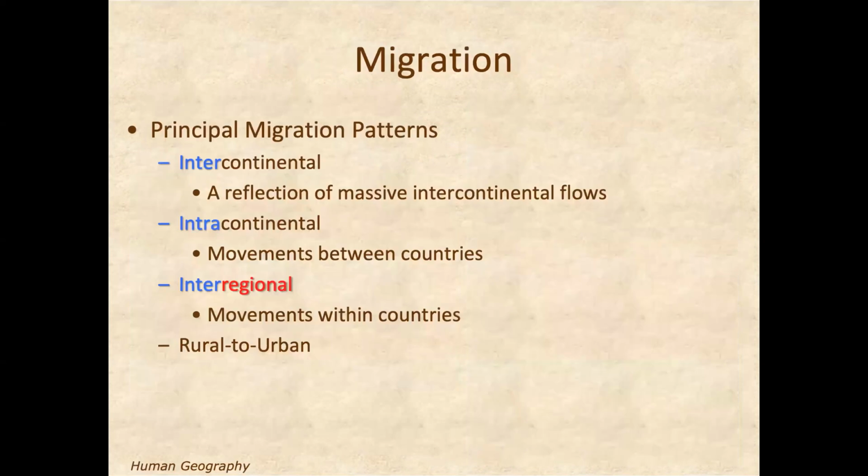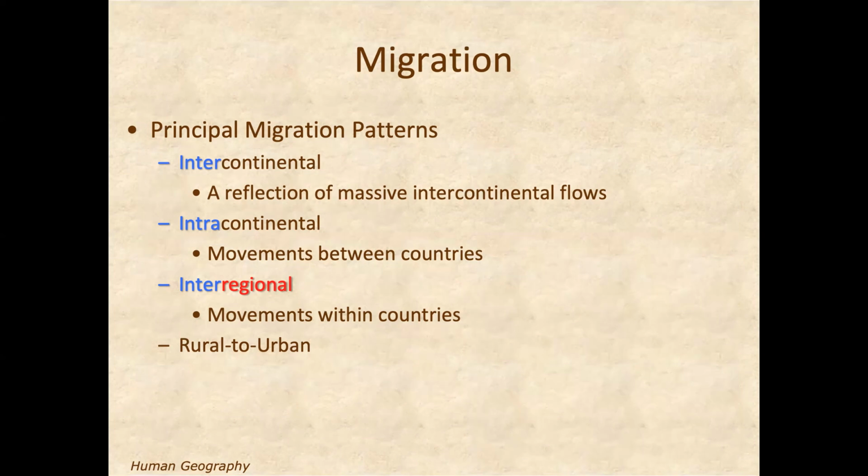We're gonna talk about migration next. Migration can be intercontinental, meaning between continents, for example moving from the US to Europe. Migration can be intracontinental. That could be between New York and Los Angeles. And then migration can be interregional, within countries. So you move from New York to, say, Washington or Boston or Florida. So a little bit closer in space.